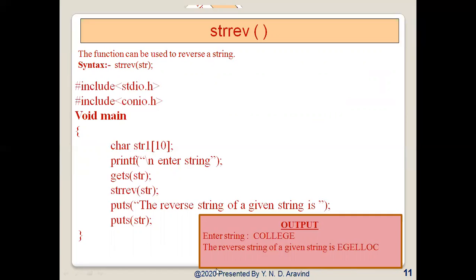I have taken the value college. So my string str1 will have college. Now what I have done is strrev of str. So this college will get reversed. Once it gets reversed, what will happen? EGELLOC. That value will again be stored in str. Now when I print this value, puts str, the value will be printed.